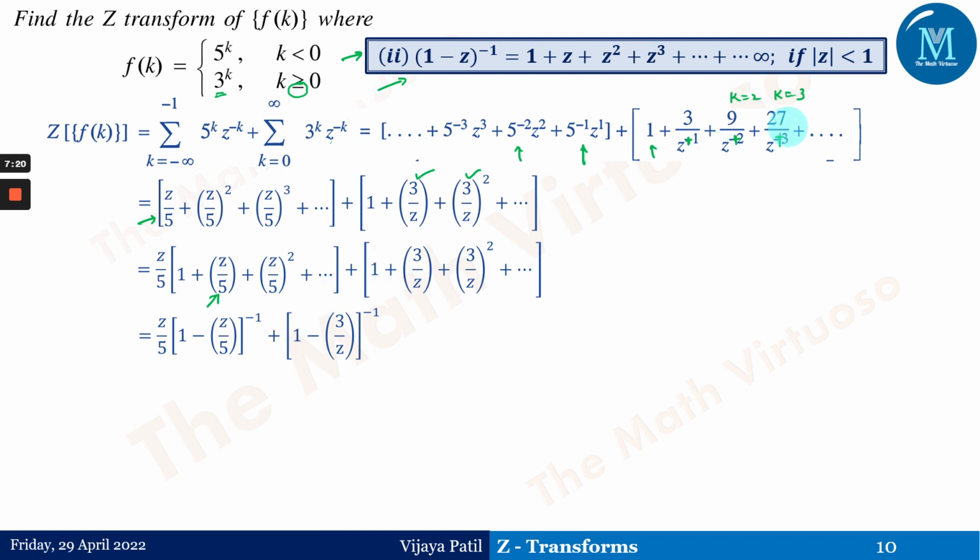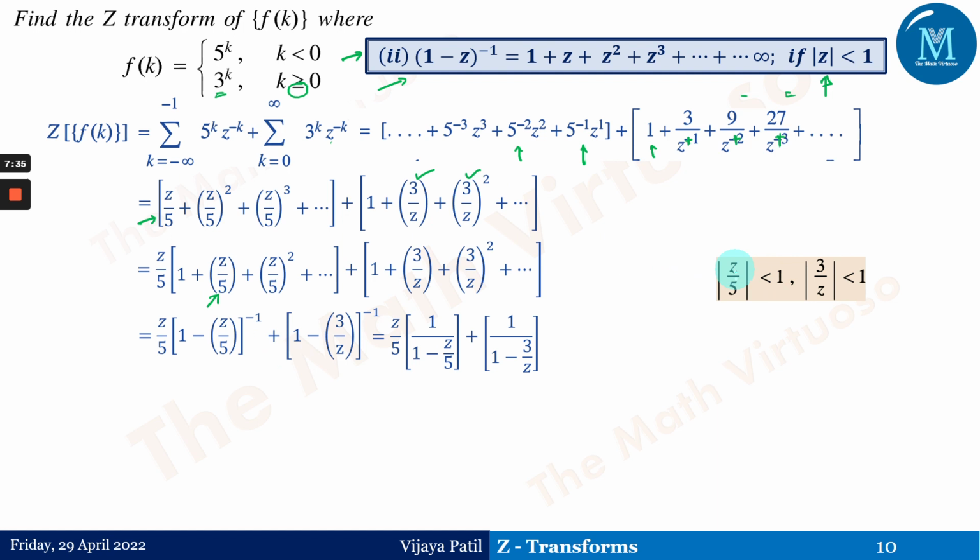So what is the condition here? The condition has to be satisfied that mod of z is less than 1. That means we have this condition: mod of z by 5 is less than 1, and mod of 3 by z is less than 1. That means this can be written as minus 1 raised to minus 1. We are taking it into the denominator. It gives us 1 upon 1 minus z by 5 plus 1 upon 1 minus 3 by z.